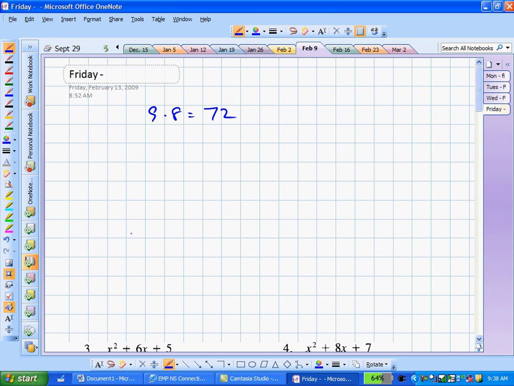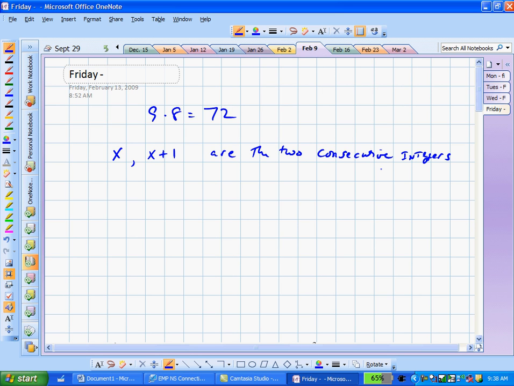Too easy a problem. Let's actually look at setting up some algebra. If I say two consecutive integers, you think x and x plus 1. Those are the two consecutive integers. The product is 72. So what's the equation? Duncan? X squared plus 1x minus 72. X squared plus x minus 72 equals 0.